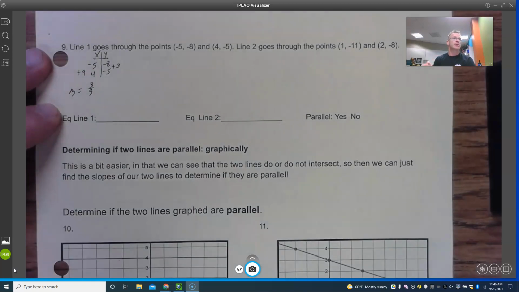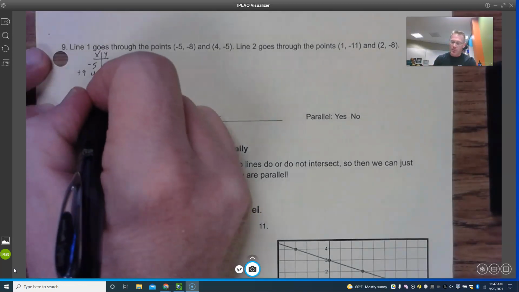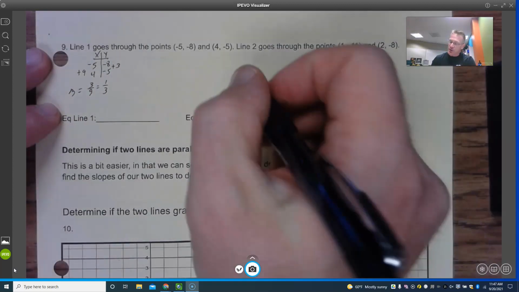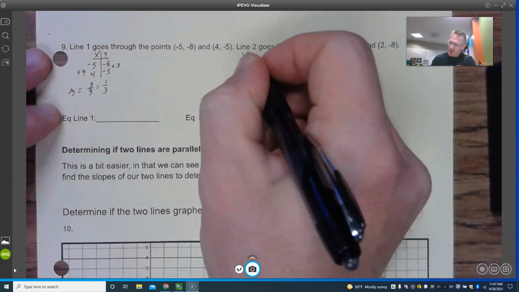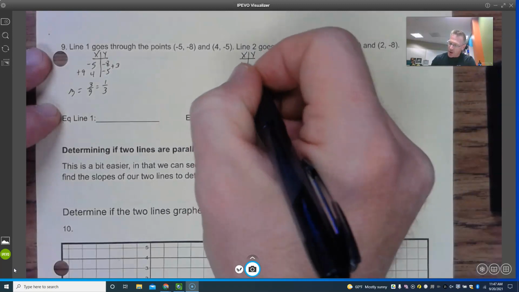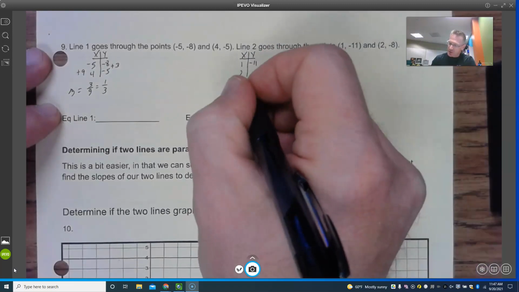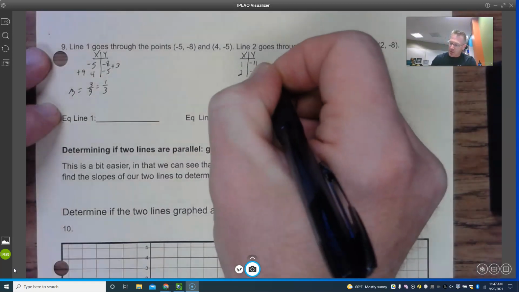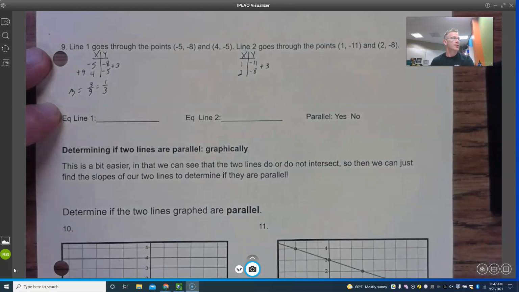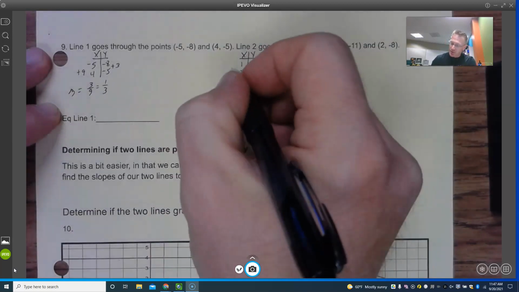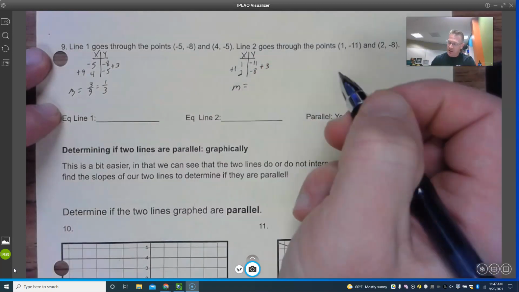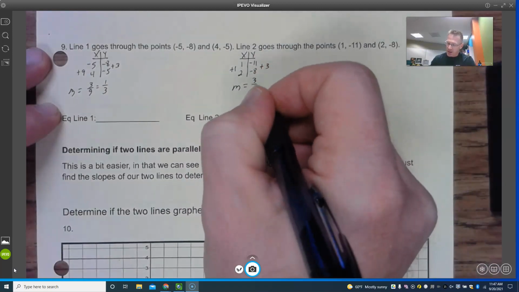And once again, we always want to reduce that to compare in lowest terms, and that would be 1/3. Now I want to look at my line 2 here and see what that slope is. So I have (1, -11) and then (2, -8). When I go from -11 to -8, I go up 3. When I go from 1 to 2, I go up 1. And then once again, the slope here is 3 to 1.